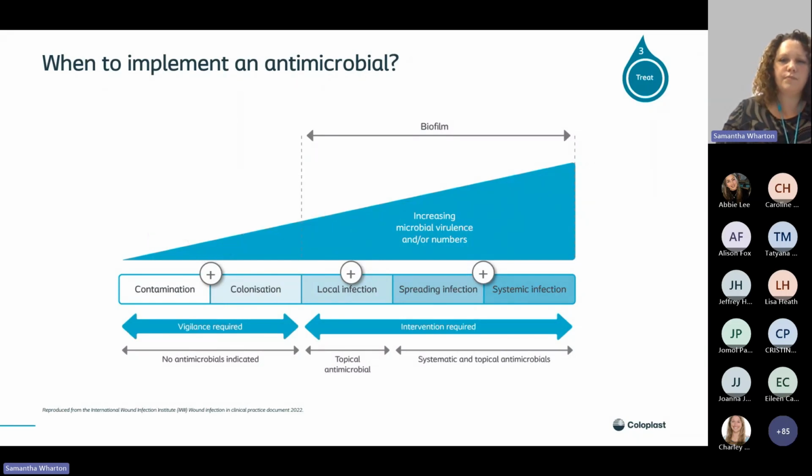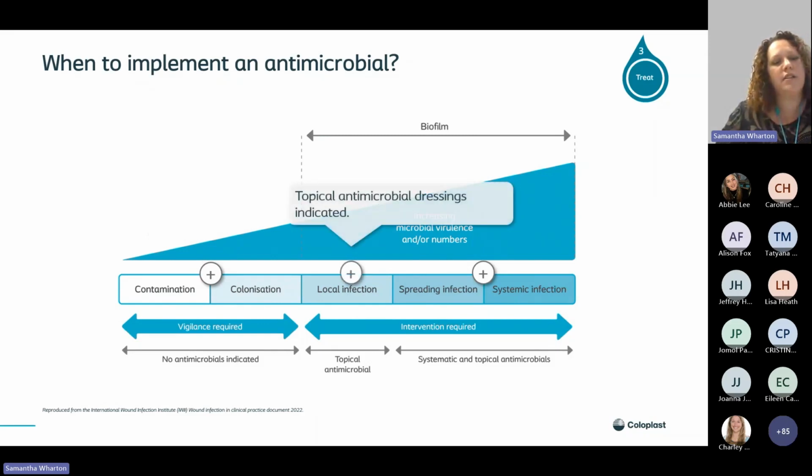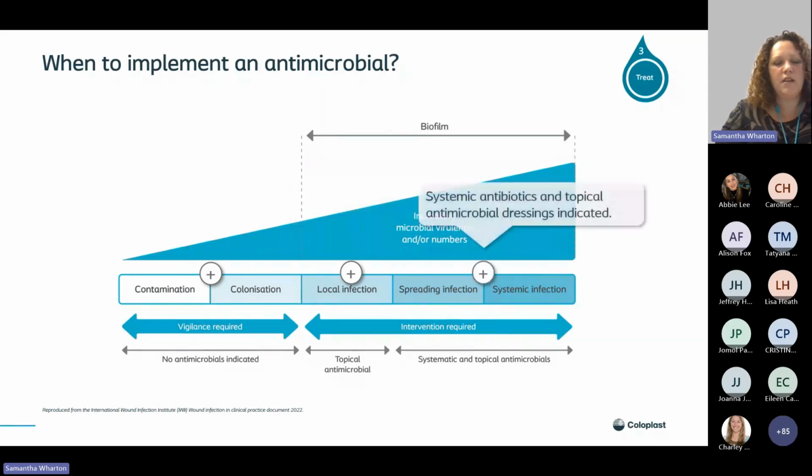When we move along to our local infection, this is where we need to be utilizing our topical antimicrobial dressings, and we need to be getting on top of that infection as soon as possible. So obviously follow your local policies and formularies around what antimicrobial dressings you would use, but you would need to be using an antimicrobial at this point. And then finally, when you're at the signs of spreading and systemic infection, this is where you'll need to be getting those systemic antibiotics on board, but you still need to be treating with that topical antimicrobial dressing as well.